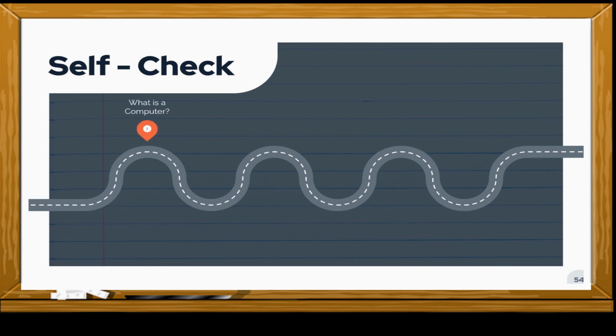Number 1. What is a computer? Next, number 2. What are the 4 types of computers? Number 3. What are the 3 fundamental elements of the computer system?